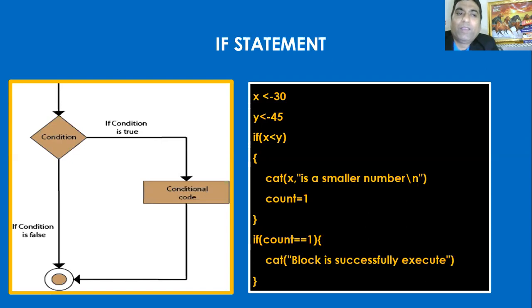It concatenates, and count equals 1, and the block is successfully executed. The condition is matching, so the first value will be displayed: 30 is a smaller number. And count 1 will be executed.